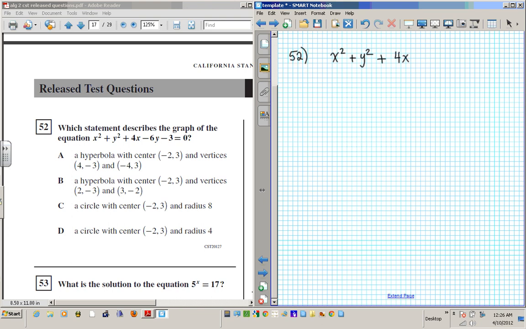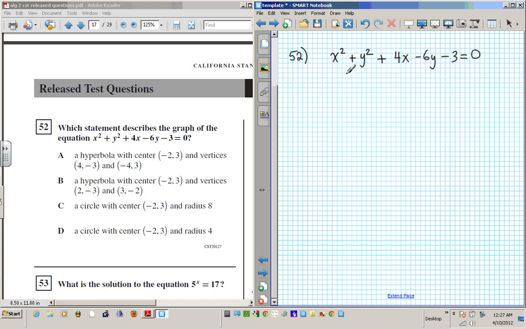Okay, so just by observing it, if you look at the squares, they will have the same coefficient and the same sign, so that automatically makes it a circle. Okay, so the answer is going to be C or D. We just got to figure out what the radius is. It's not a hyperbola because the squares are not being subtracted from each other.